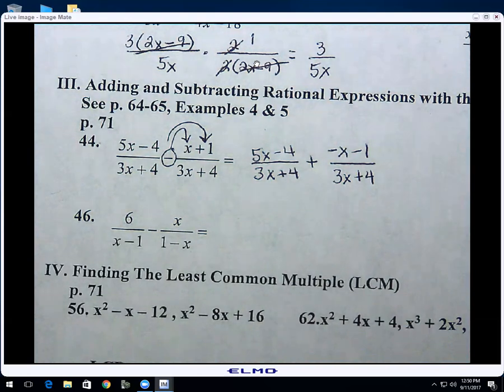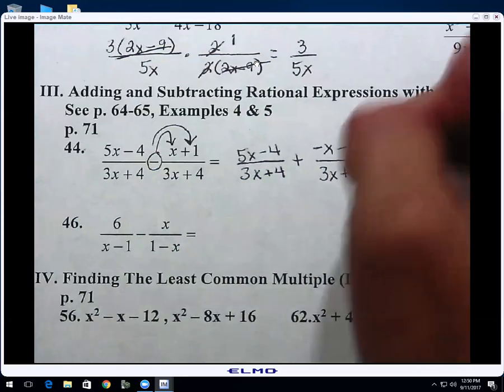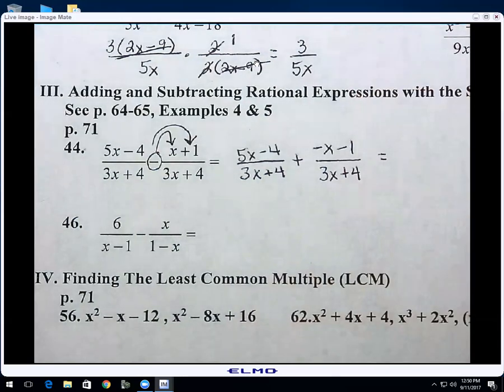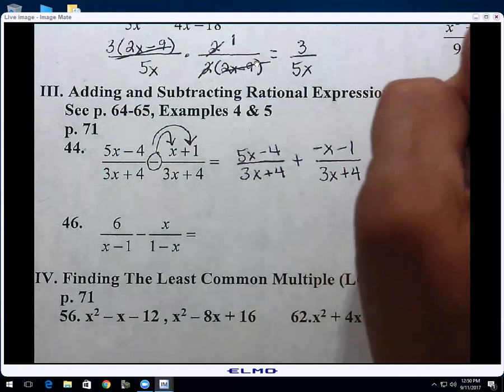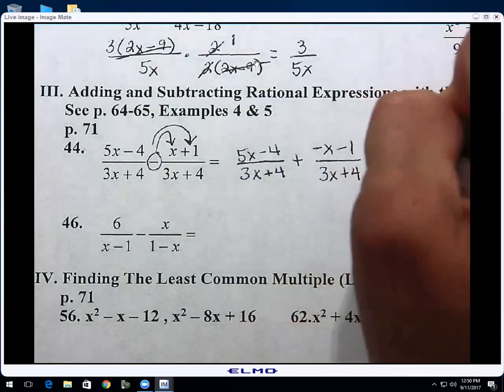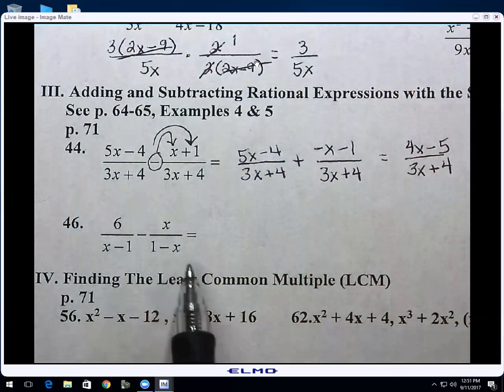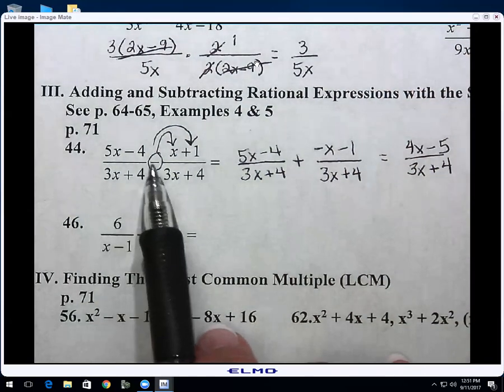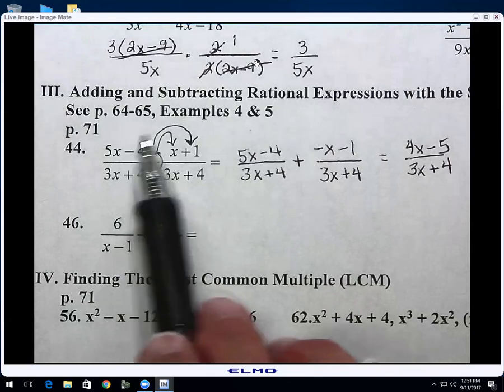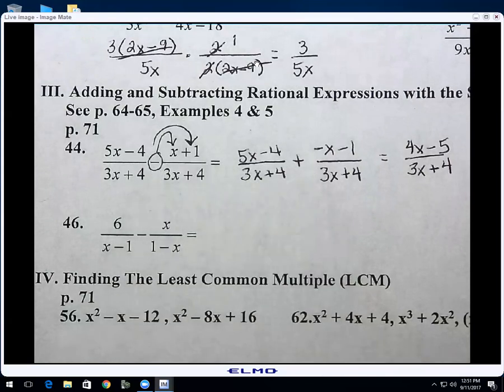So what should that numerator be instead of 4x minus 3? It should be what? 4x minus 5. Yep. I don't think you'll make that common mistake if you take one step to distribute the negative and then just add.